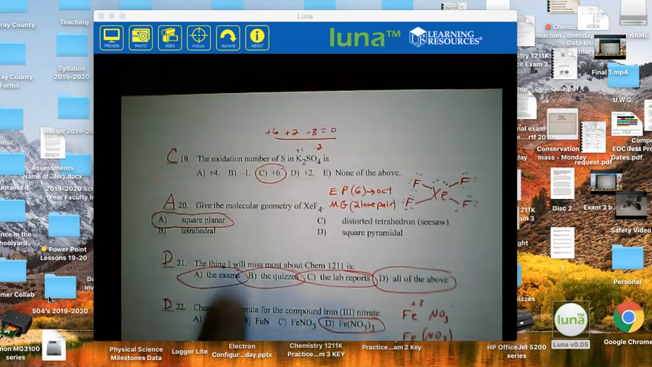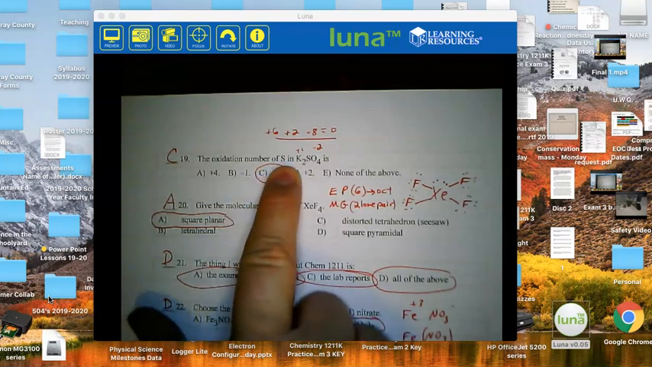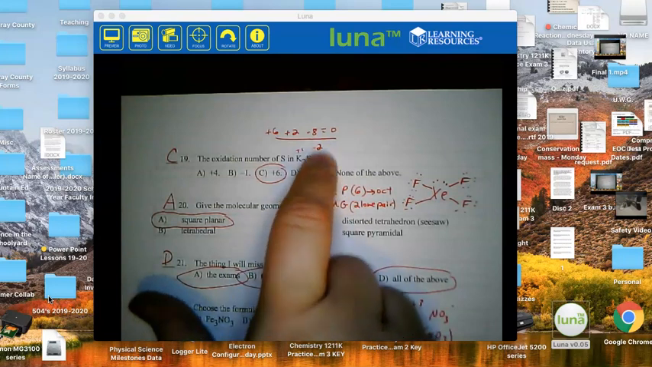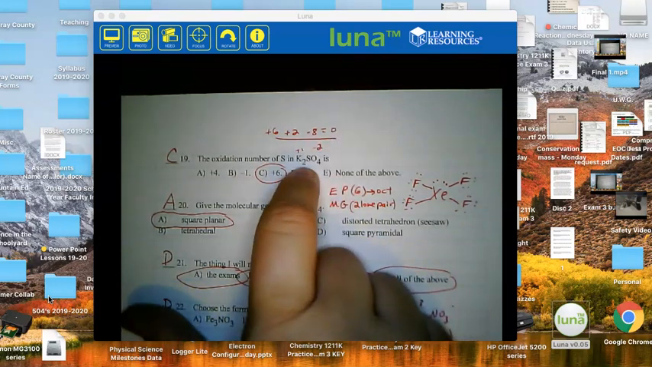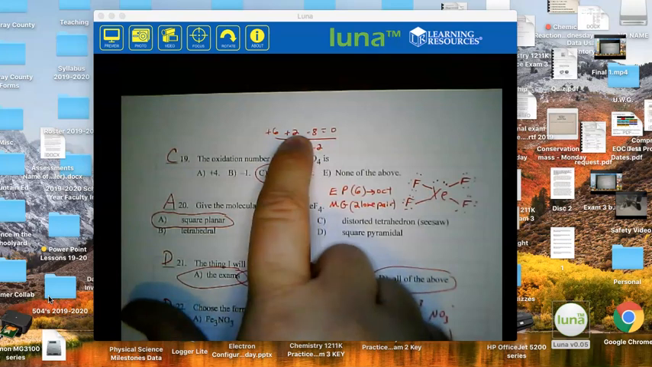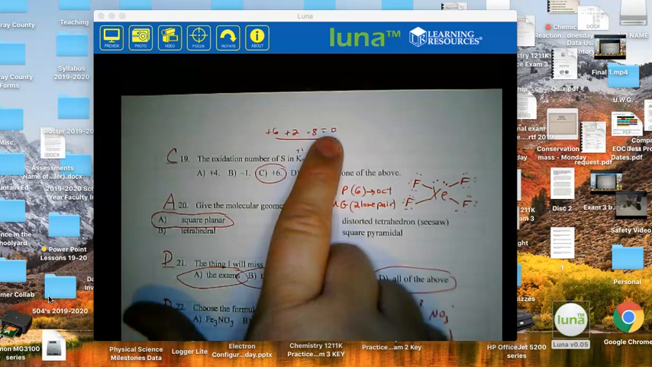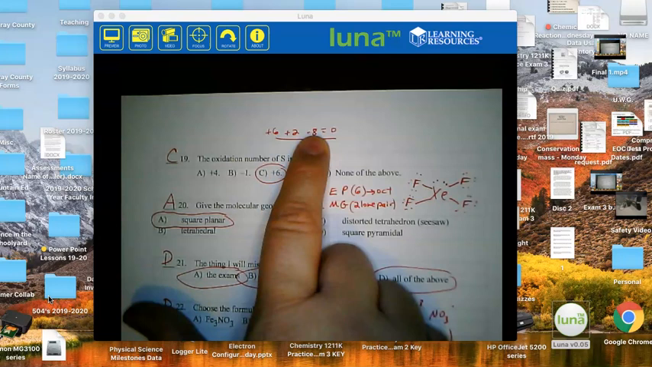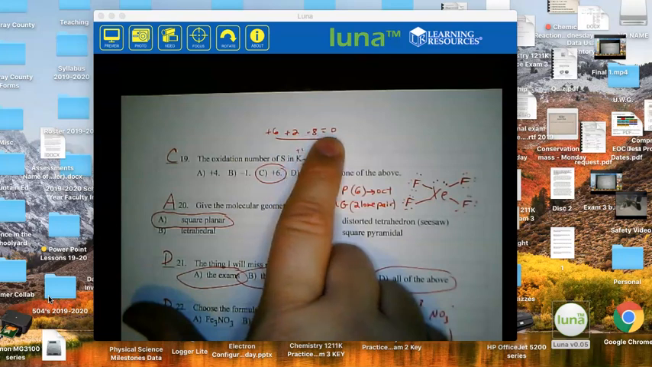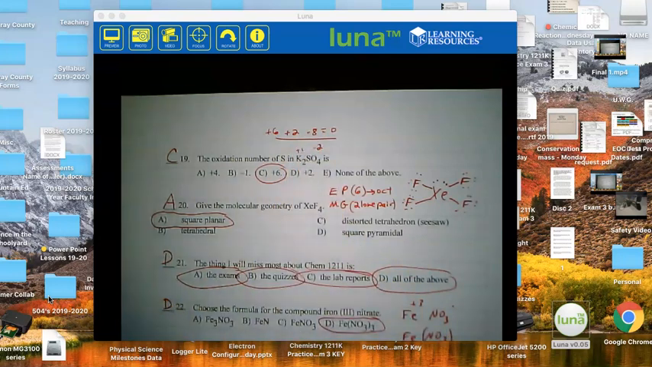Number 19, the oxidation number of sulfur in K2SO4, you have to figure that out. For oxygen, it's -2 times 4, which is -8. Everything has to add up to 0 because it's a neutral compound. Okay, potassium's +1 because it's group 1, so 2 times 1 is +2, so that means sulfur has to be +6 to add up to the 6 plus 2, which is 8, in order to balance out the -8 from the oxygen. So the oxidation number on sulfur is +6.